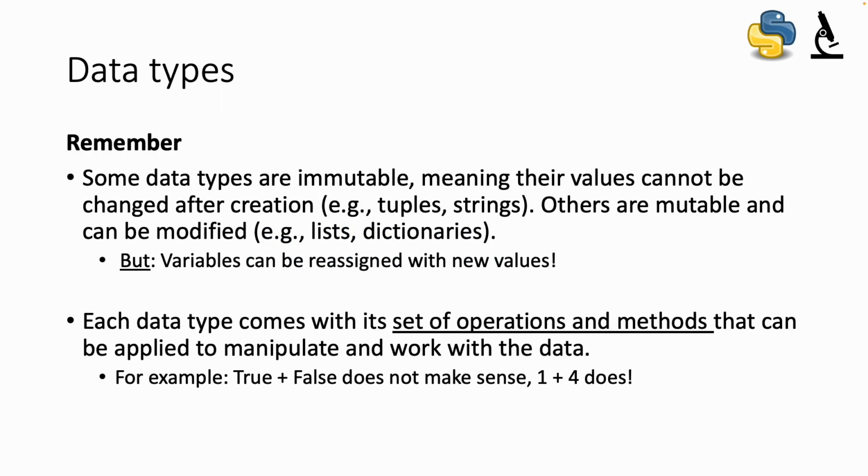What should you remember? Some data types are immutable, meaning their values cannot be changed after creation, for example tuples and strings. Others are mutable and can be modified, for example lists and dictionaries. But keep in mind, variables can be reassigned with new values, which are then stored in the random access memory. And each data type comes with its set of operations and methods that can be applied to manipulate and work with the data. This is the topic of the next video. For example, true plus false doesn't make much sense. 1 plus 4 does. But for example, 1 plus true doesn't make sense again.